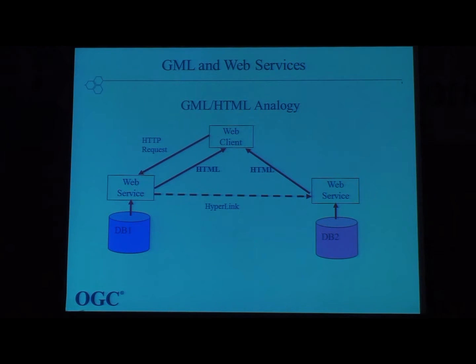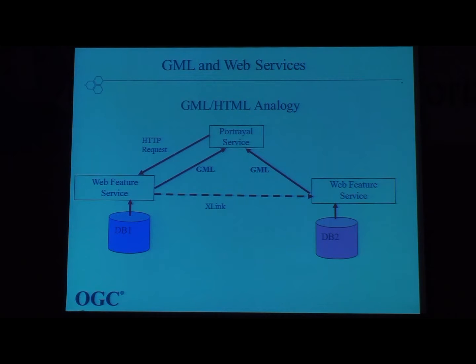Okay, so this is the typical scenario when you're browsing the web and getting back web pages. But the scenario for GML is not that different. Basically, you change the web service out for a web feature service. It provides that same role. And HTML is replaced with GML. And you get basically this analogy. So a web client requests GML from a web feature service, which provides an interface into a database, and the client needs to know nothing about that database.